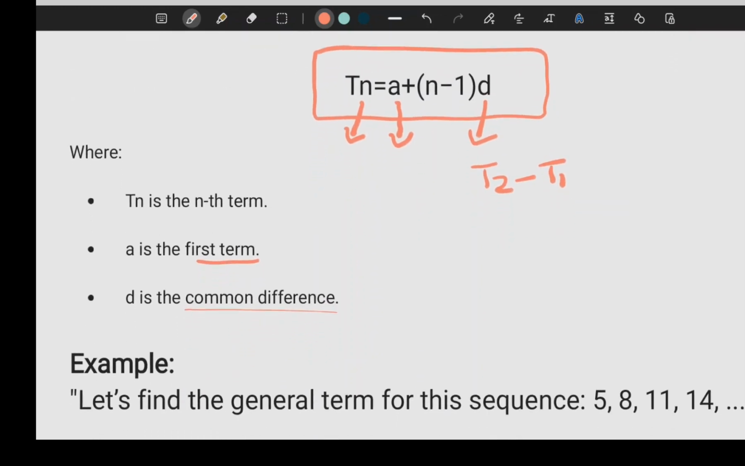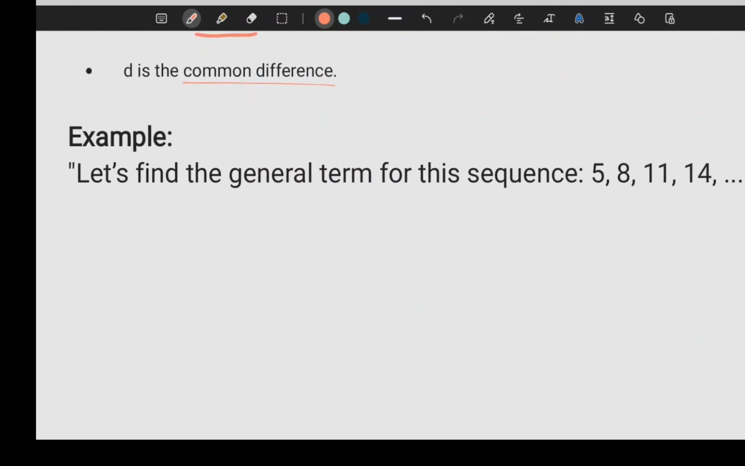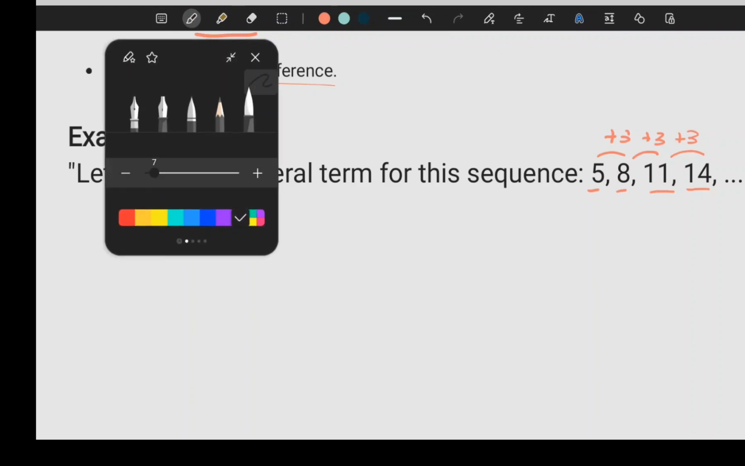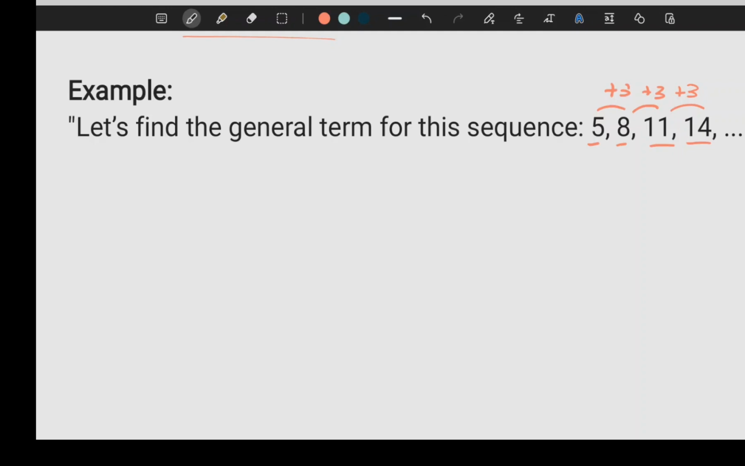So let's do an example where we find the general term. This question says, let's find the general term for the sequence. Our sequence is 5, 8, 11, and 14, and so forth. And we can see this is an arithmetic sequence because we are adding 3 the whole time. So there's a constant difference of 3. So I'm going to show you what steps to follow to find the general term. We can do inspection where you just see the general term, or we can use the formula on our formula page. And I think I'm going to do that one with you today.